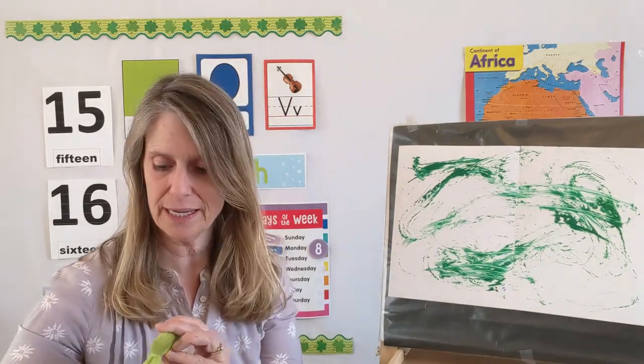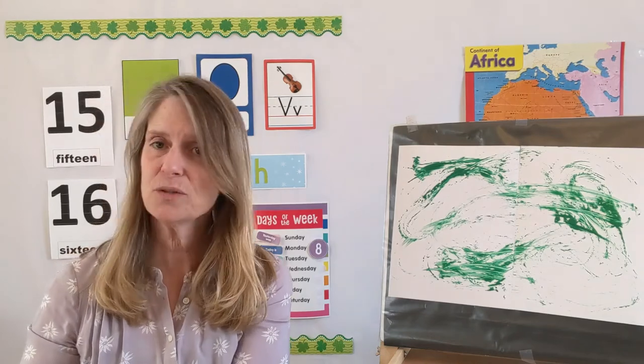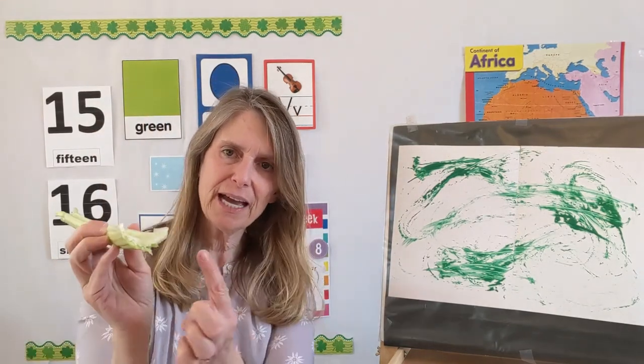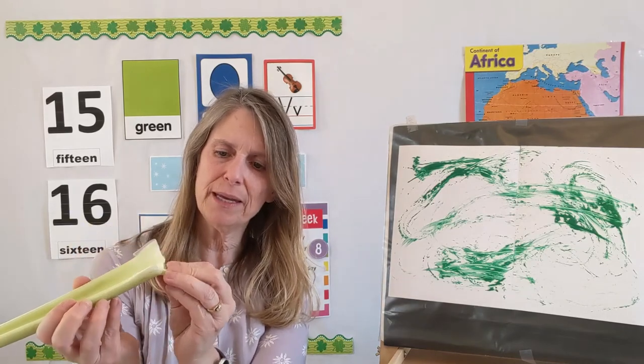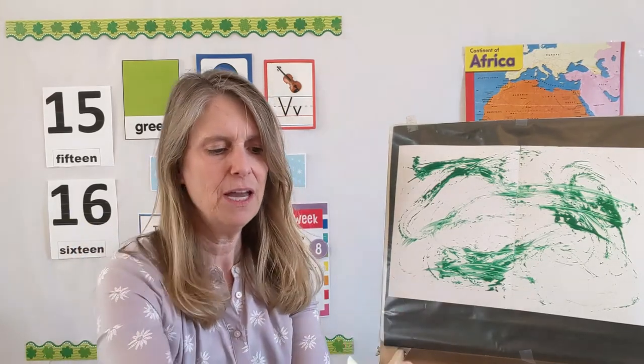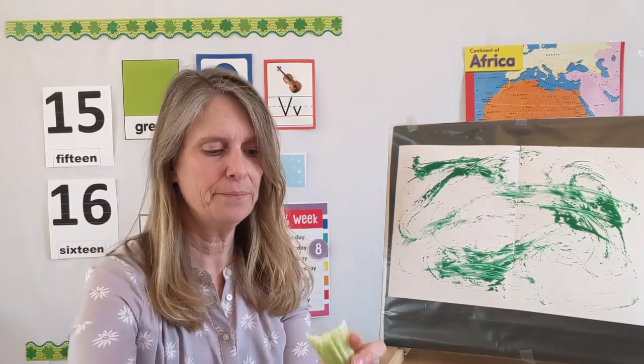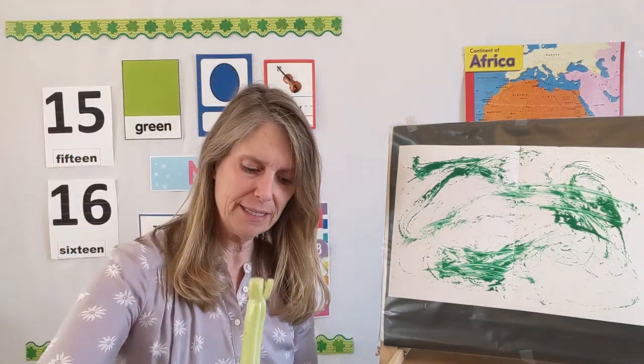I think I'll use the celery again, but I'm going to use the other piece. Now this guy, he's got kind of a unique shape. He's got kind of a U shape. So maybe I might need to cut some of this off. And if you need to do anything with your vegetables with a knife, make sure you let your grown-up help you, okay? There, I cut off the extra and I'm gonna dip them into the paint.